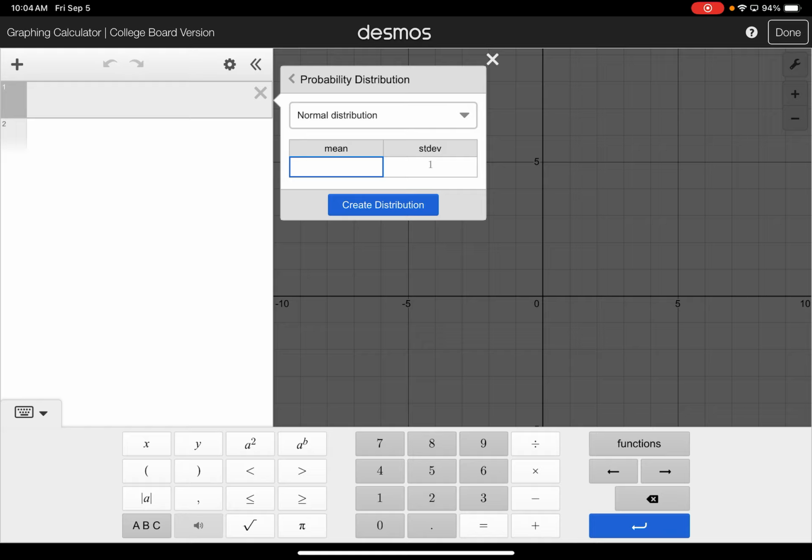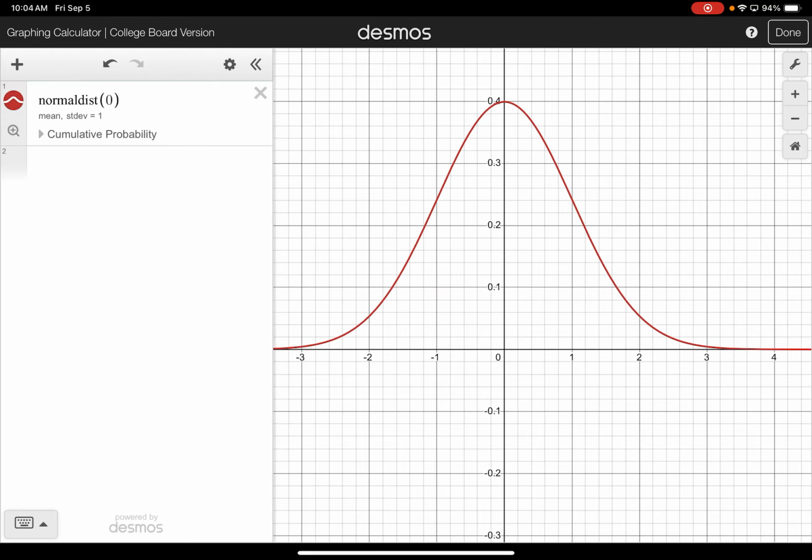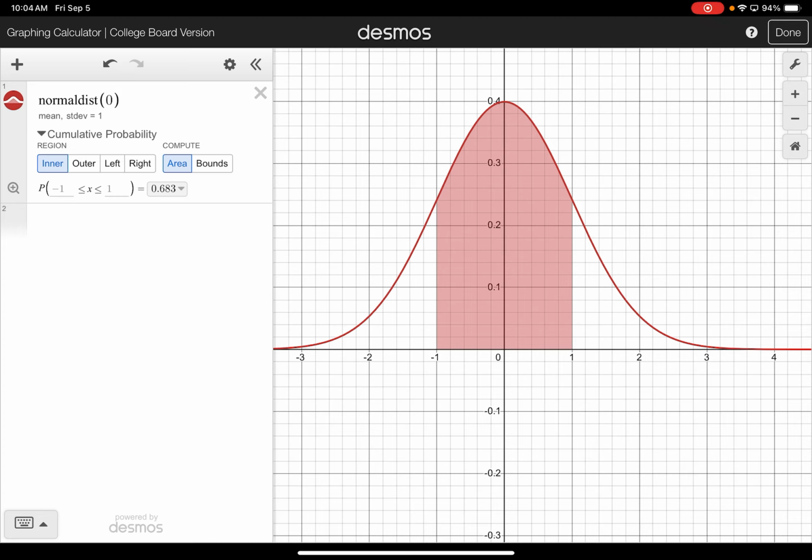So if I'm working with z-scores, I'm going to make the center be 0, standard deviation be 1. That's exactly what we did anytime we were using our regular calculator. And then we hit create distribution, and it should create a normal curve on your computer. Now, once you go to the cumulative property or probability, you have some options. If I'm trying to find area, I can do the inner area, the outer area, the left area, the right area. So you can look at the picture you sketched and pick which one matches it.